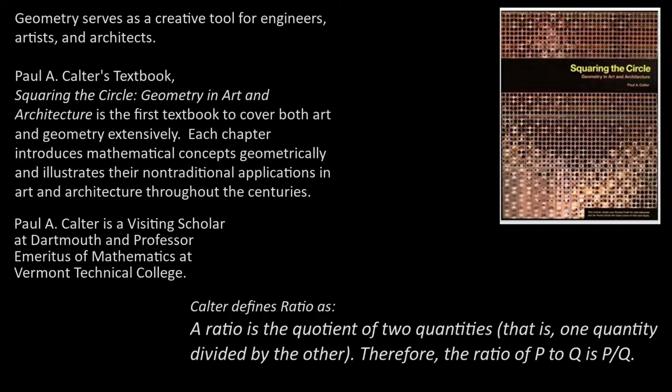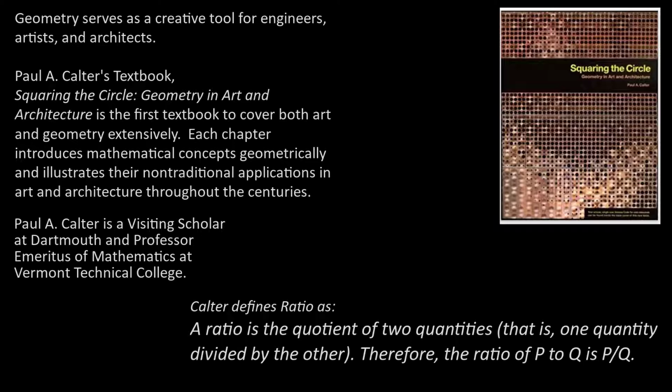Geometry serves as a creative tool for engineers, artists, and architects. Paul A. Coulter's textbook, Squaring the Circle: Geometry in Art and Architecture, is the first textbook to cover both art and geometry extensively. Each chapter introduces mathematical concepts geometrically and illustrates their non-traditional applications in art and architecture throughout the centuries. We will be using Coulter's textbook as a reference for the mathematical terms in this project.